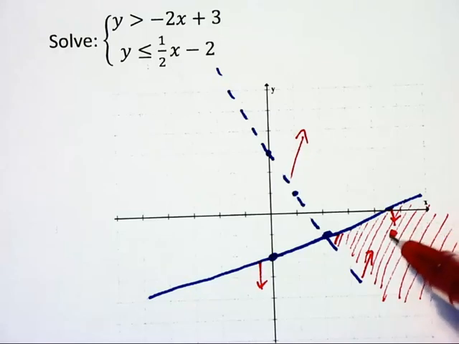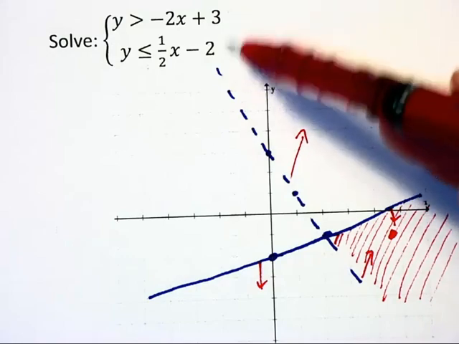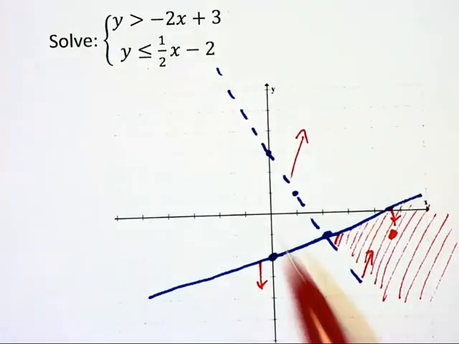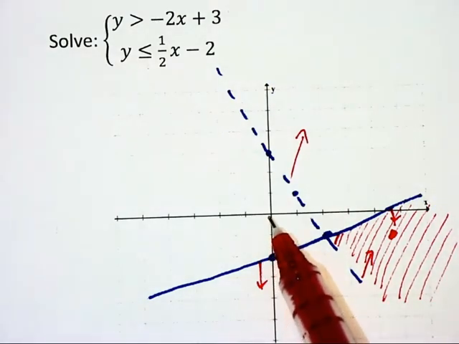For example, I can go out here to 5, -1, which should be part of the solution set, and verify that 5, -1 works in each inequality. And I could also check that 0, 0, the origin, does not satisfy either of the inequalities.